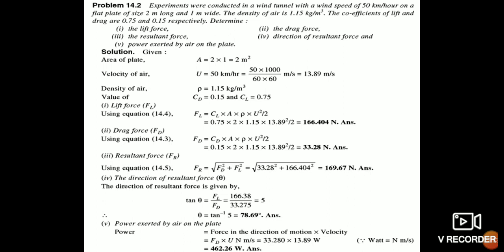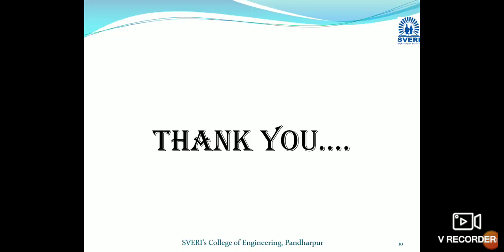So numericals are simple. Generally they ask the question to derive an expression for drag and lift on stationary bodies, and definitely one numerical on calculating the drag and lift force on moving bodies. So we have completed the forces on submerged or immersed bodies, that is drag and lift force, related to unit number 5.